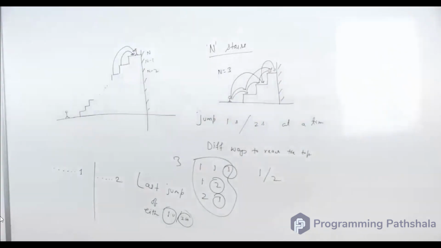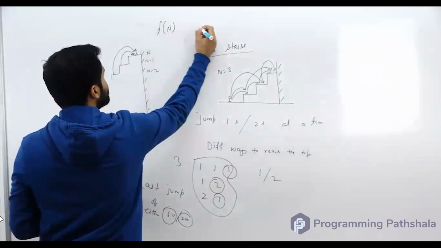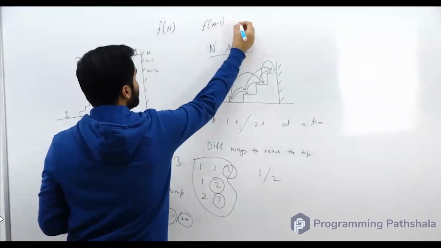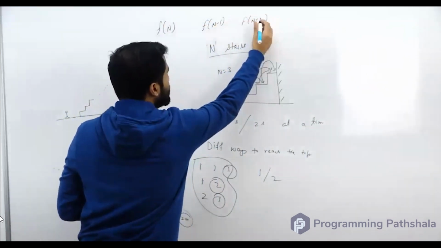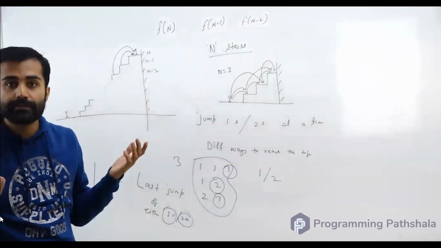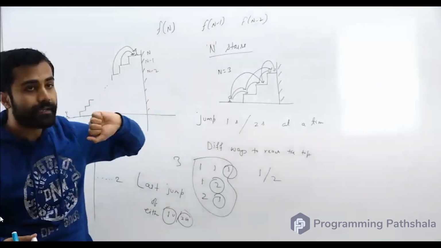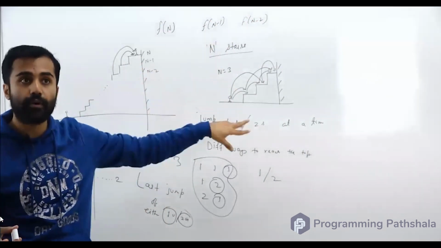Now, what does it mean? It means that f of n is somehow related to f of n minus 1 and f of n minus 2. Now, what is f of n minus 1? f of n minus 1 is the total number of ways to reach n minus 1 following this same rule. And f of n minus 2 is the total number of ways to reach n minus 2 following the same rule.